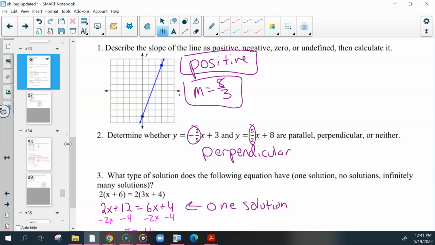For number 1, you had to describe whether this line was positive, negative, 0, or undefined. This was a positive slope, just going up to the right or down to the left. And then you had to find the slope, which was 8/3. Questions on that first one?